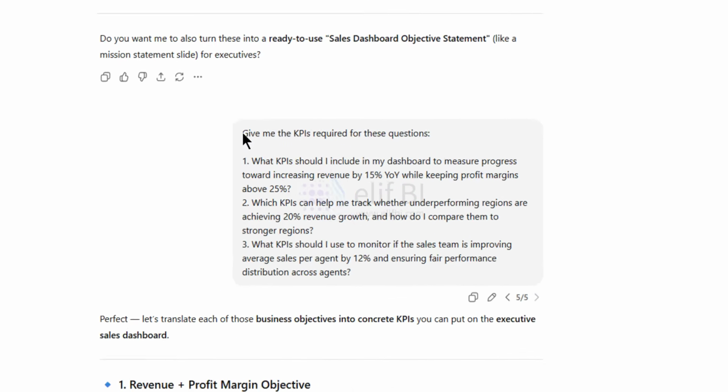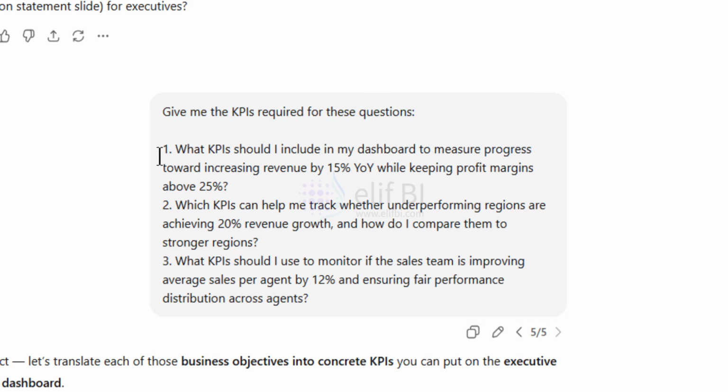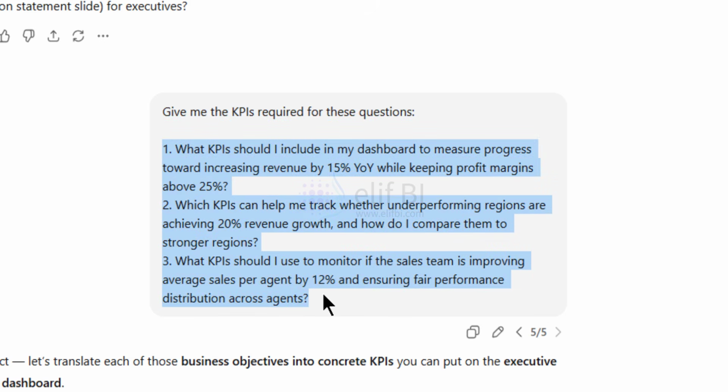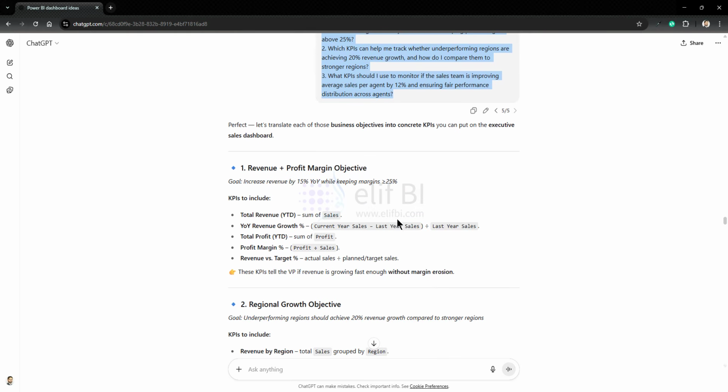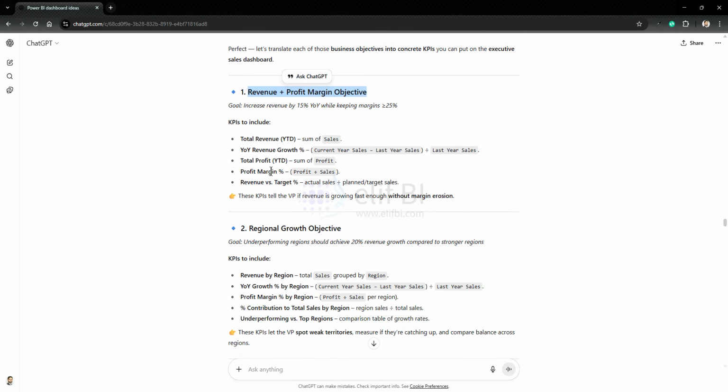Back to ChatGPT. Here you can see in the prompt, I am typing those questions that we discussed in step number 4. And now I am asking ChatGPT to suggest the KPIs that I can use to measure these objectives. So here it tells me the revenue plus profit margin objective. It tells me the KPI, how I can calculate that. Everything is present here. And it also tells me how it would be helpful for the VP sales.